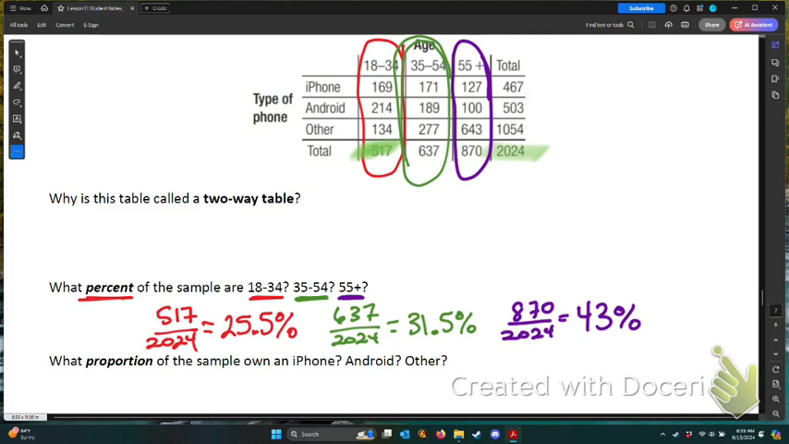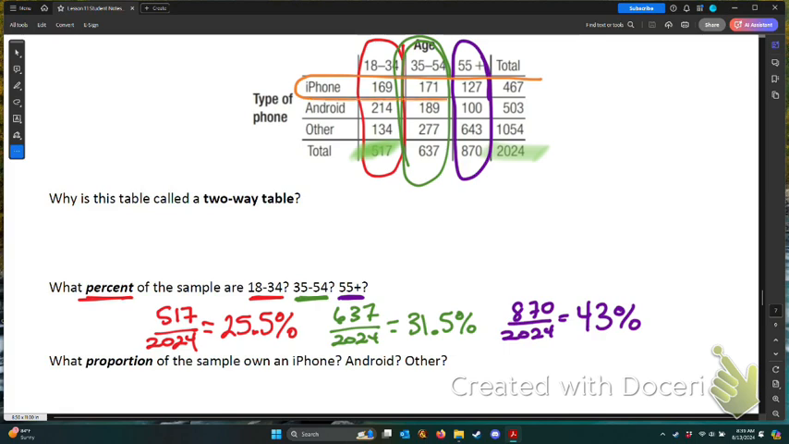So when you see the word proportion, try to give me a decimal, and if you see percent, give me the percent. I'm not saying that if I ask for a proportion and you give me a percent that you'll get it wrong necessarily. I'm just saying that's the kind of language we prefer and the way we prefer it to come across. So with that being said, let's get the proportion, the decimal, for each of these types of phone.